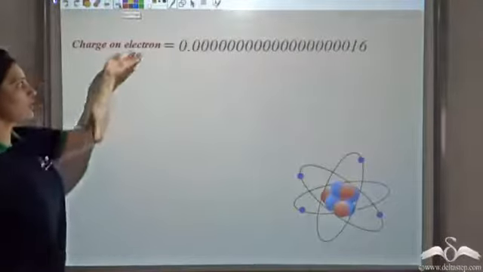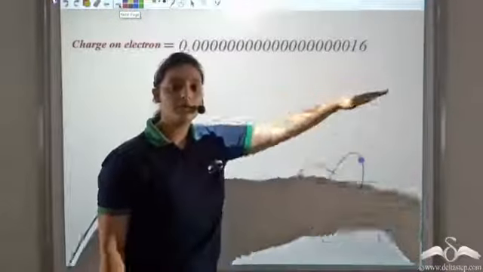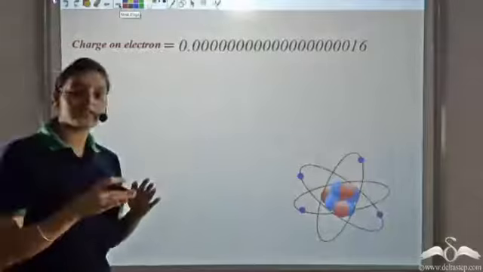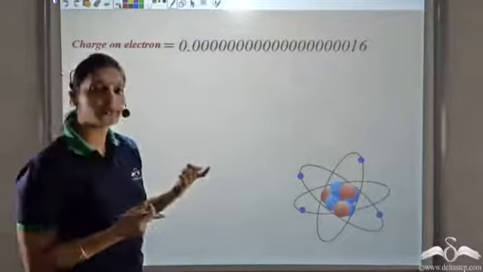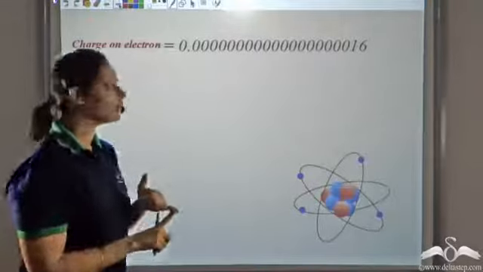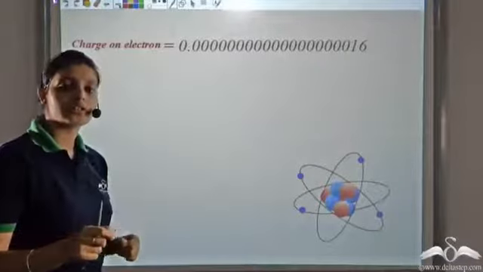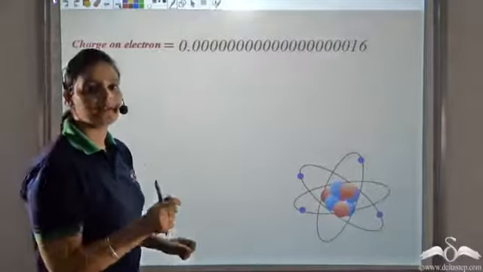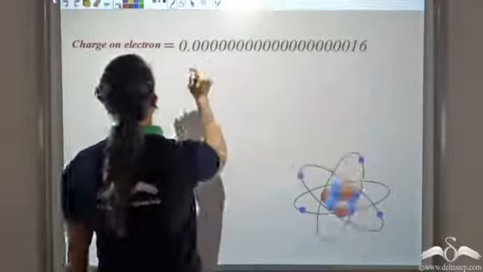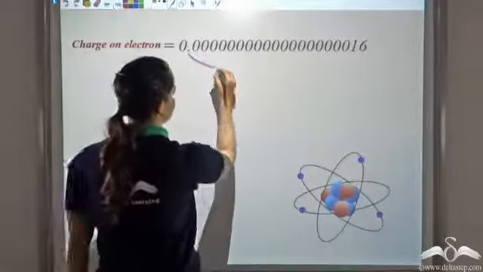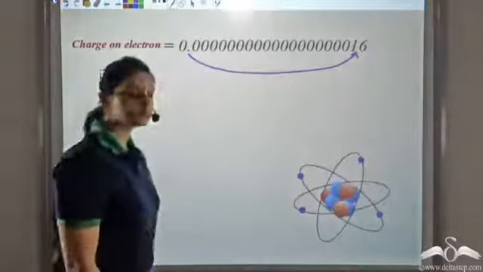Now let's look at this. Charge on an electron is this. This is an extremely small number. Now to represent this extremely small number in a shorter way, in a smaller notation, what we do is use scientific notation. How do we do it? First part, I need to find the first non-zero digit and the decimal point should be right after that digit. First non-zero digit is 1 here. So the decimal point actually has to be after this 1, which is here.